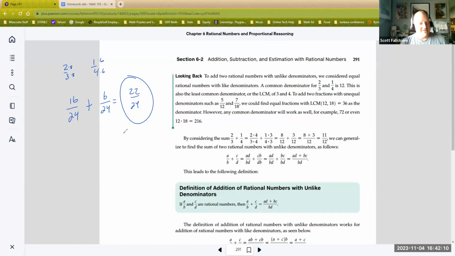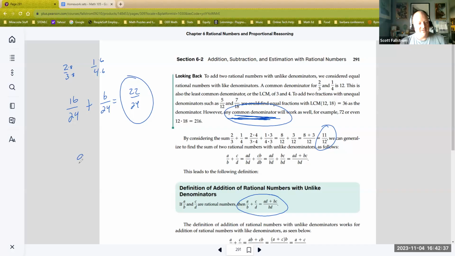That answer is exactly the same as the 11 over 12 that we got by doing it step by step and using the LCM. Any common denominator will work. It doesn't have to be the least common. The least common tends to be the easiest and the quickest. So since any common denominator will work, we can generalize to, how do I do these?